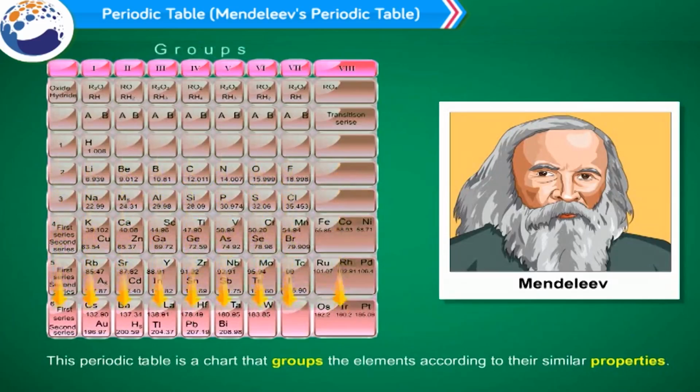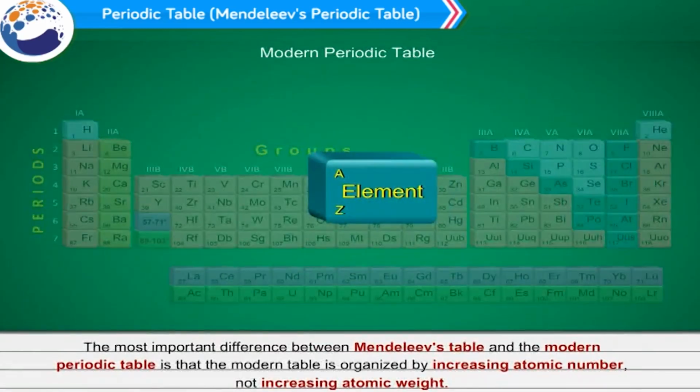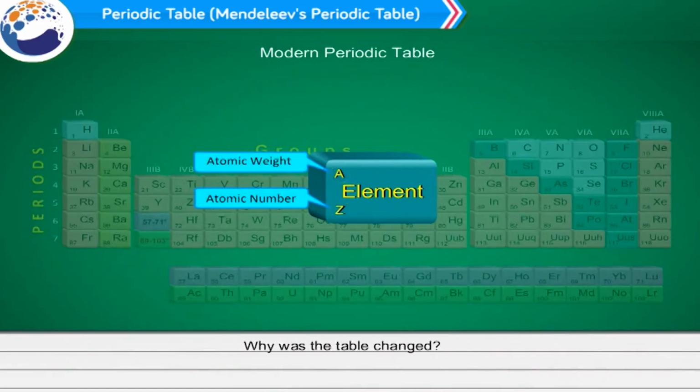This periodic table is a chart that groups the elements according to their similar properties. The most important difference between Mendeleev's table and the modern periodic table is that the modern periodic table is organized by increasing atomic number, not increasing atomic weight. Why was the table changed?